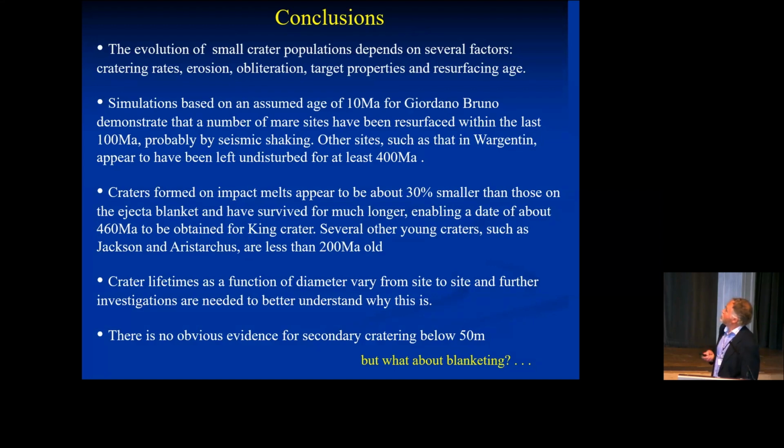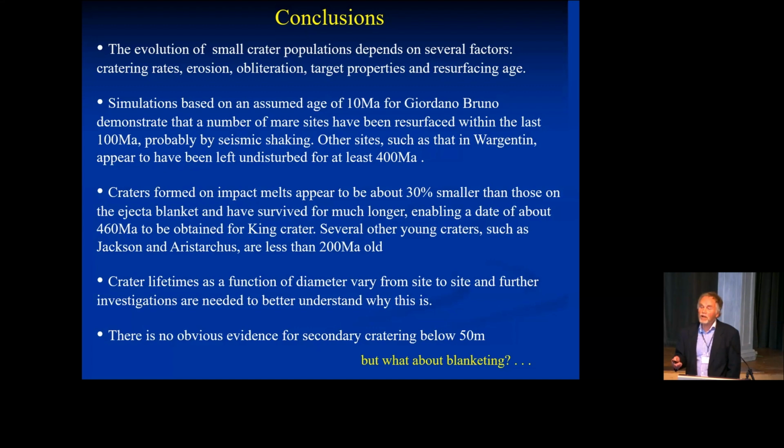The evolution of small crater populations depends on several factors: cratering rates, erosion, obliteration, target properties, and resurfacing ages. And the simulations, assuming an age of 10 million years for Giorgio Bruno, demonstrate that a number of Mare sites have been resurfaced within the last 100 million years, probably by seismic shaking. And craters formed on impact melts appear to be about 30% smaller than the equivalent measurements on the ejecta blanket. And several other young craters appear to be younger than 200 million years old.